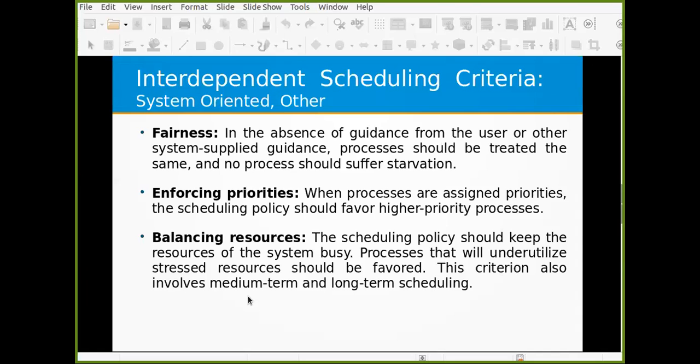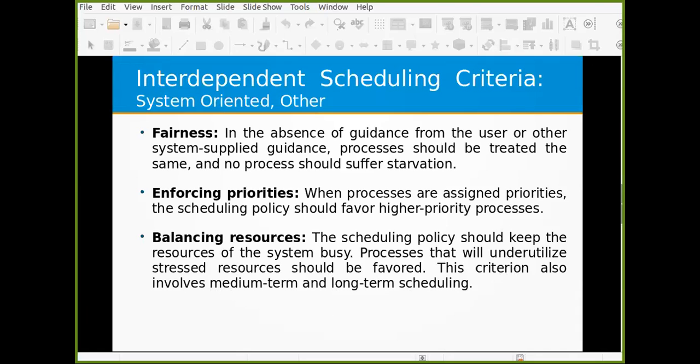This criteria also involves medium term and long term scheduling. Why is this more involved with medium term and long term? Because memory is one of the resources, and medium term and long term scheduling is more inclined towards memory utilization. So these are some important criteria from the system perspective, but these are non performance based.